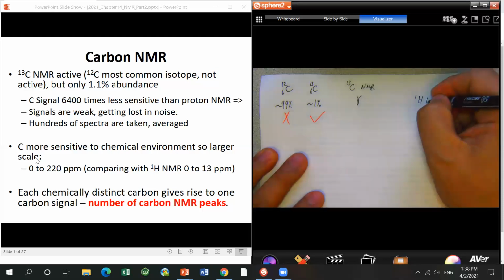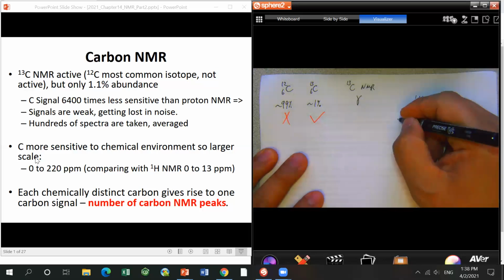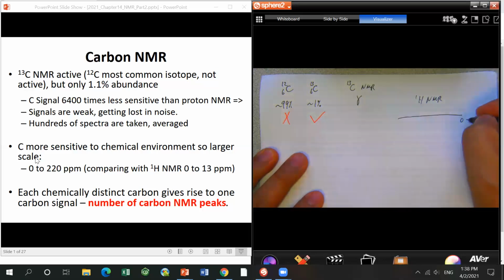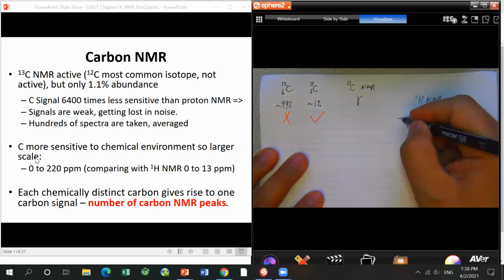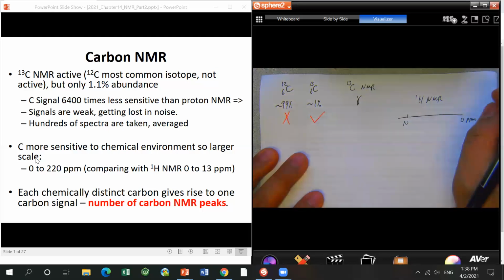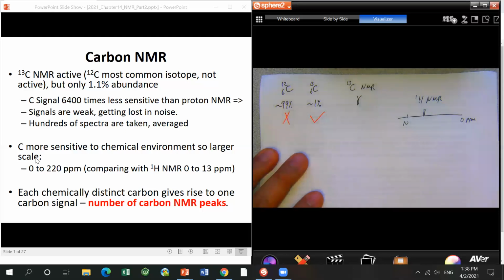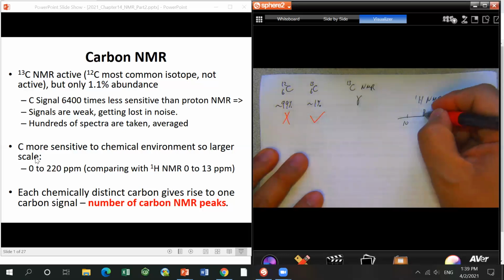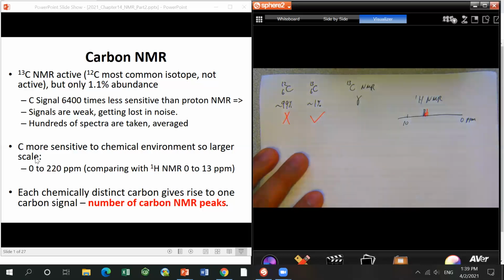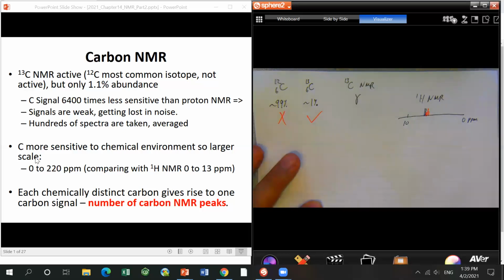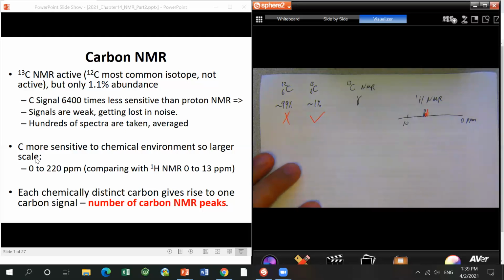So the scale is pretty much from 0 ppm to about 10 ppm, so it's a very small scale. If you have many proton signals, they easily get overlapped. That's actually something I encounter in real research, where multiple protons have the same chemical shift. But that won't happen with carbon NMR.